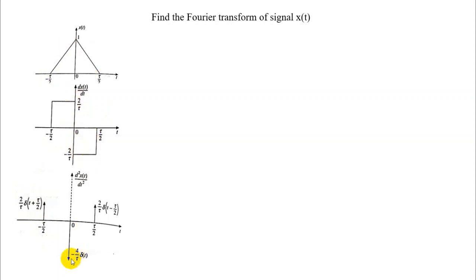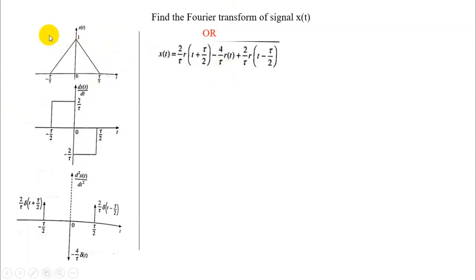So I hope you can understand how to differentiate the signal several times. Now what would be our ultimate goal? Our ultimate goal is to determine the Fourier transform of a signal in the process of differentiation. So we are given a signal, and just after differentiating two times we got the signal like that.